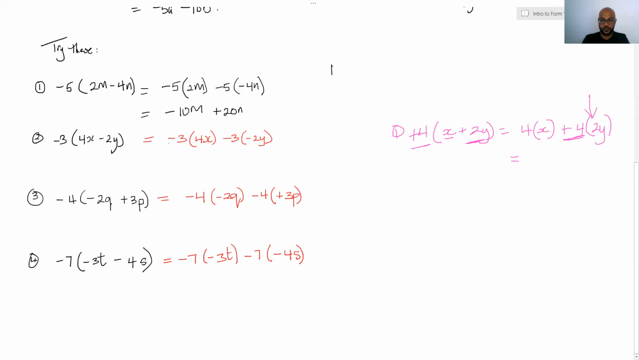So starting with number 2. So we have negative 3 by 4x, right? A negative by positive is going to give me a negative. 3 fours are 12x, right? Negative 3 multiplied by negative 2y, negative by negative is a positive. 3 by 2 is going to give me 6y.